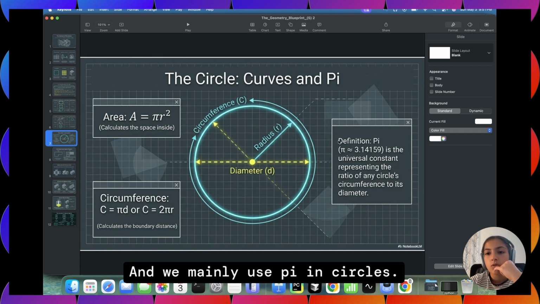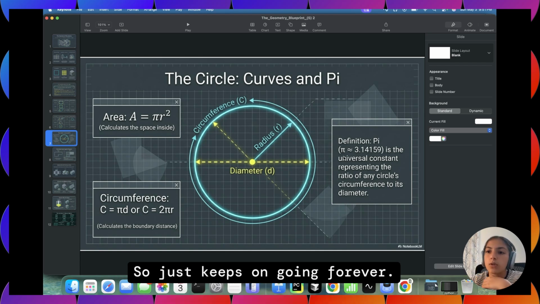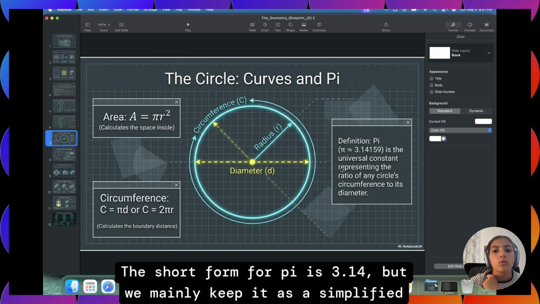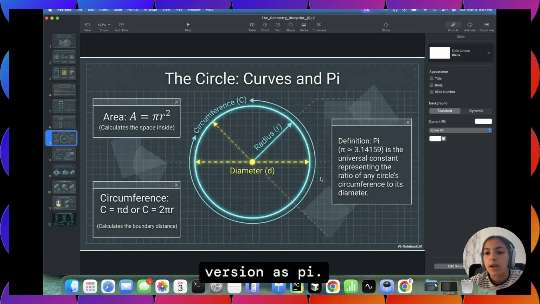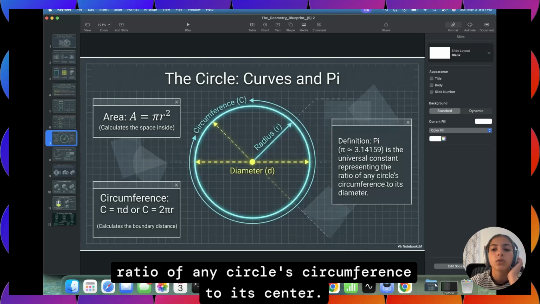And we mainly use pi in circles. Pi is an irrational number and a non-terminating decimal, so it just keeps on going forever. The short form for pi is 3.14, but we mainly keep it as pi. This is basically a universal constant representing the ratio of any circle's circumference to its diameter.